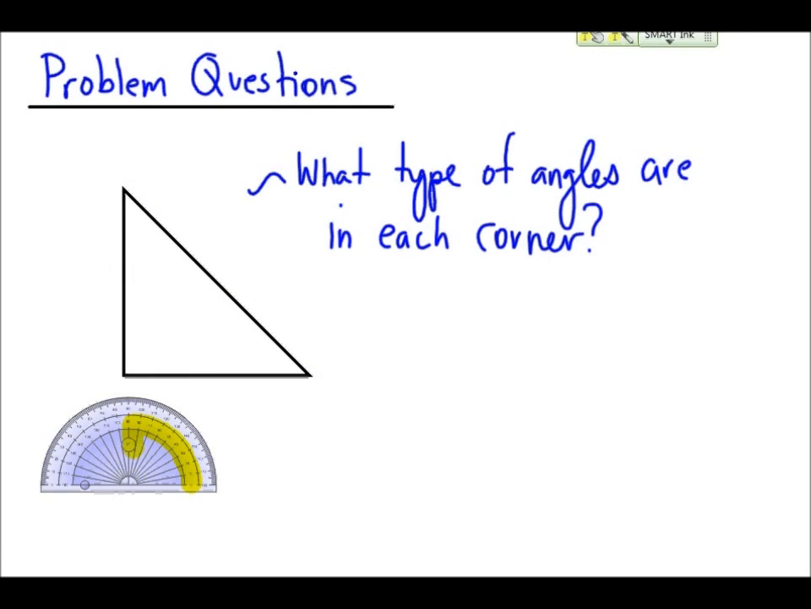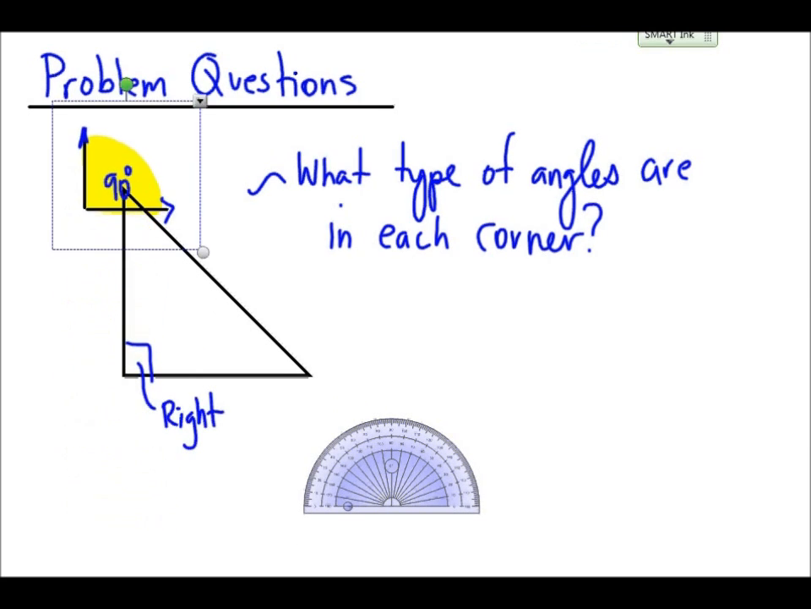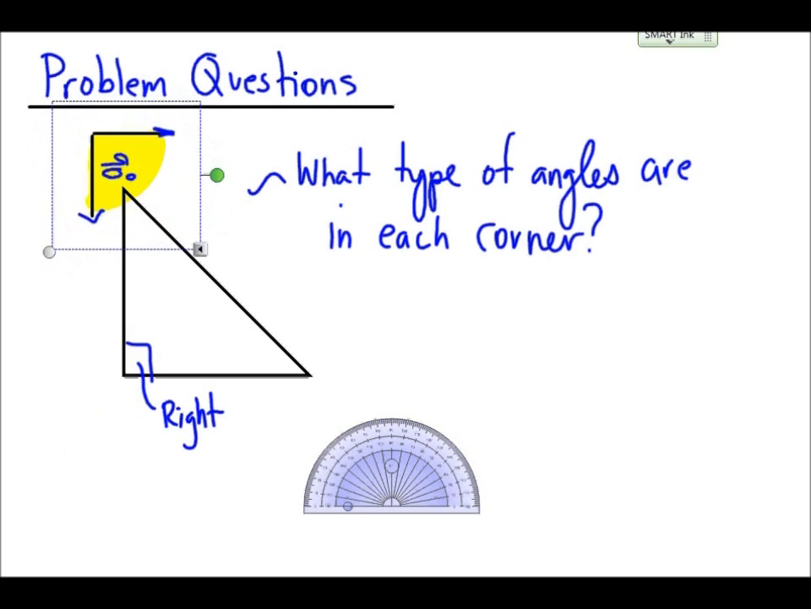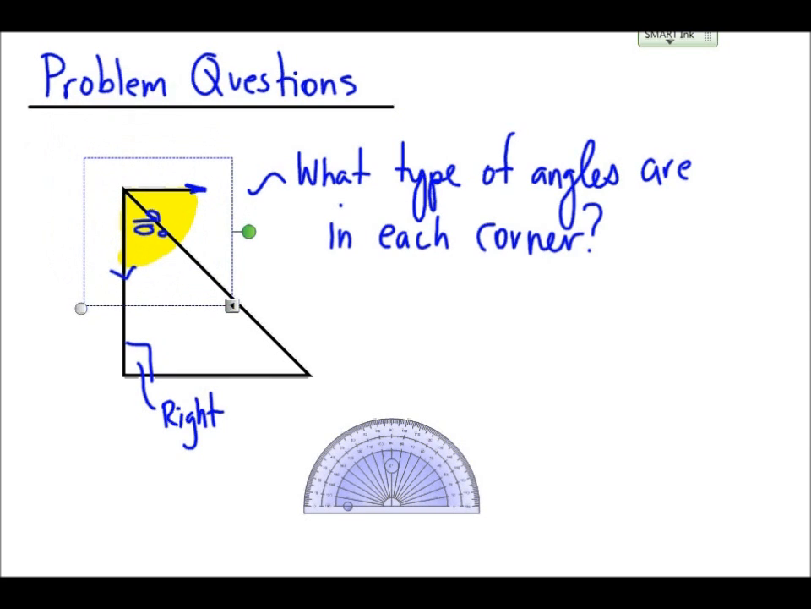So I'm going to draw a 90-degree angle here. Now I'm going to use that and I'm going to compare it on each corner. This first one's exactly 90, so it's a right. Let's take a look at this top angle. I'm going to rotate that and I'm going to put it right on the corner. And I can see that that angle of the triangle is less than 90. Anything less than 90 is an acute angle. So that top corner is acute.